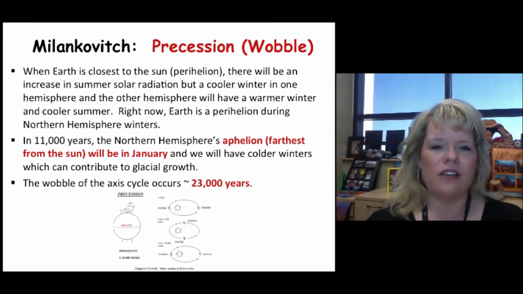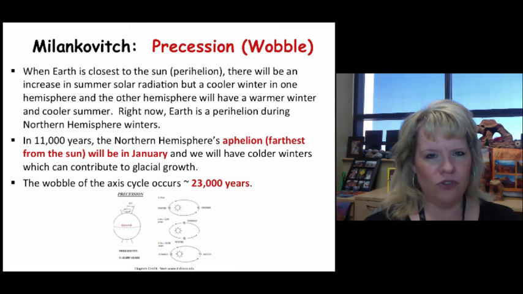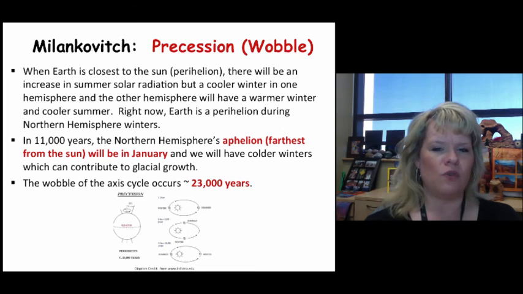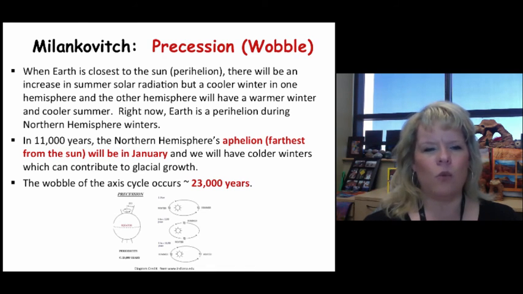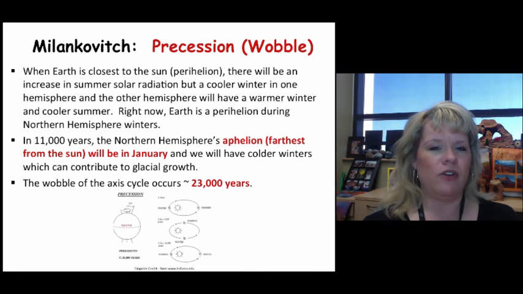The last one's kind of fun. It's called the precession of the equinoxes, and more easy to understand is just how the Earth wobbles on its axis, different from what we just looked at. When the Earth is closest to the sun, again, that's perihelion, there will be an increase in summer solar radiation, obviously, but a cooler winter in one hemisphere, and the other hemisphere will be the opposite. You have a warmer winter with a cooler summer. So right now we're at perihelion.